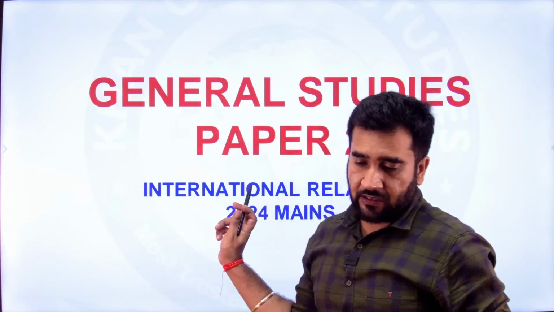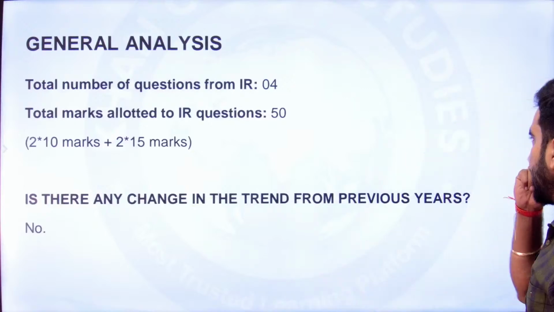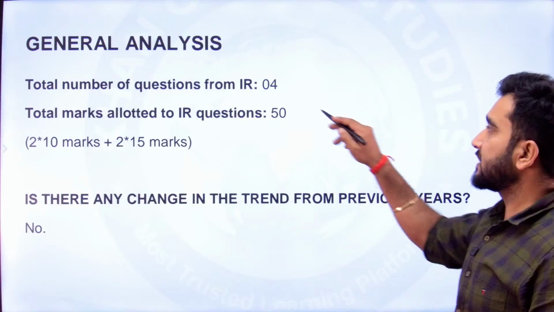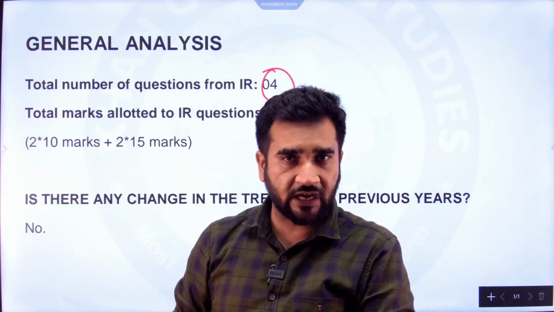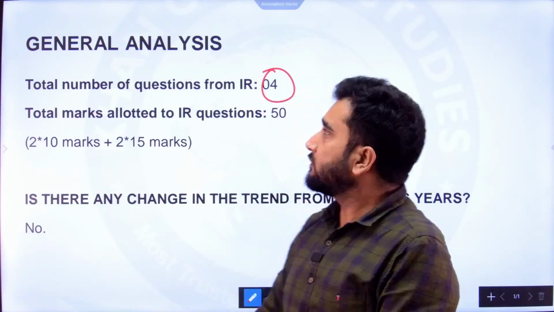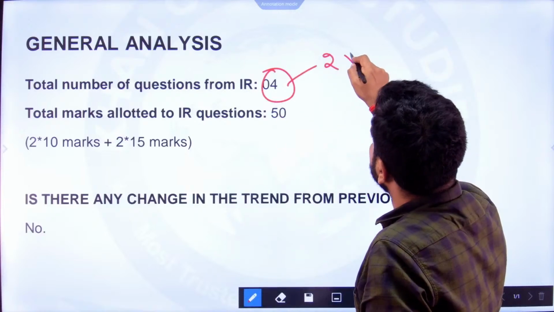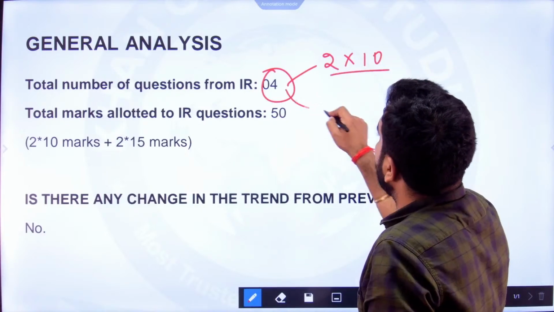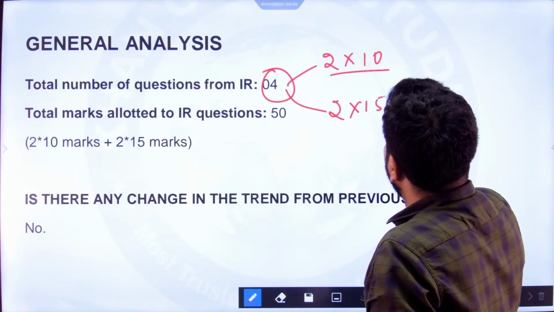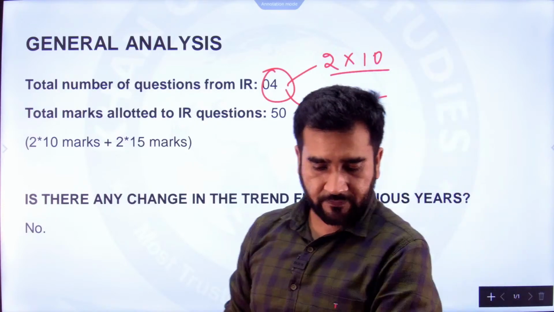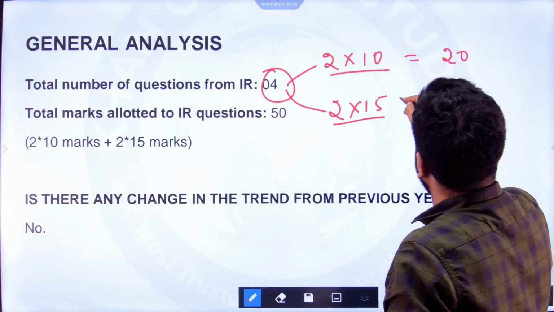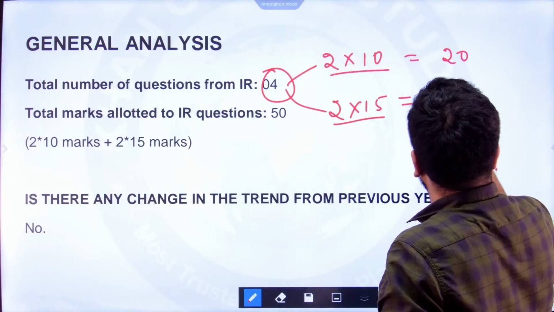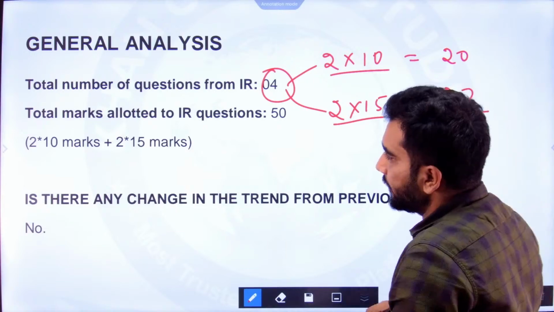There were 4 questions from IR. Basically, every year UPSC asks 4 questions from IR. This year also 4 questions were there from IR. Out of these four, 2 questions were 10 marker questions and 2 questions were 15 marker questions. So 2 into 10, 20, 2 into 15, 30, which makes it 50.